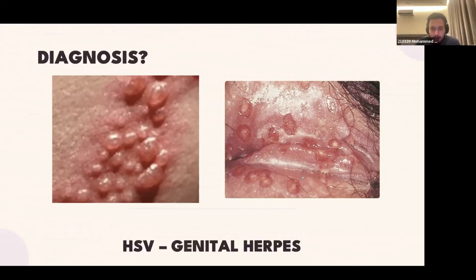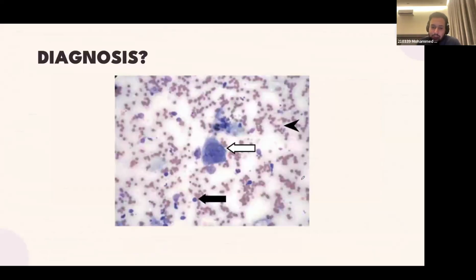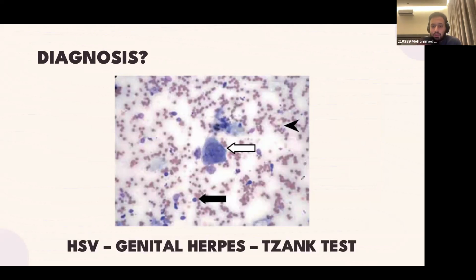Now, how do you want to diagnose it? Give me one method of diagnosing HSV. PCR, good. That's one of the most important. Can you do staining or smearing? Yes, Tzanck smear, which is what this is. What do you see on Tzanck smear? Giant cell, good. So this is a Tzanck test, which shows you multinucleated giant cells, which is this. So this is HSV.